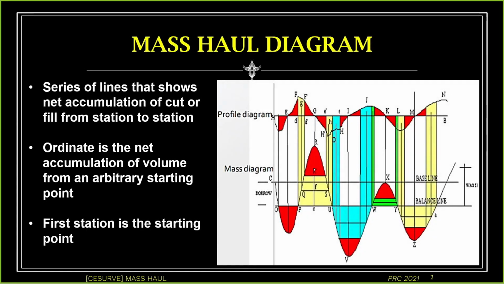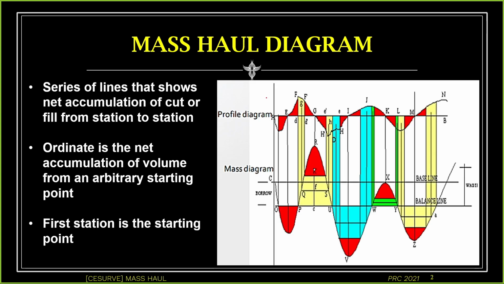So here, mass haul diagram, it is a series of lines that shows the net accumulation of cut or fill from station to station. Ordinate is the net volume. Again, ordinate is the net accumulation of volume from an arbitrary starting point. The first station is the starting point.